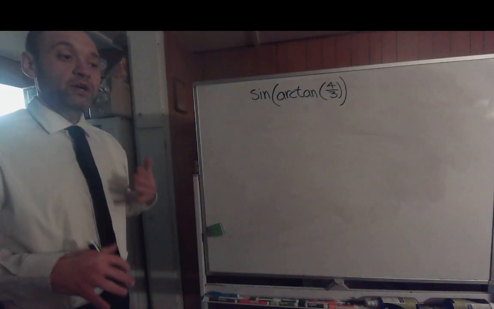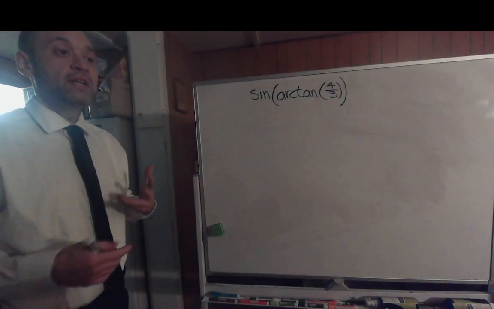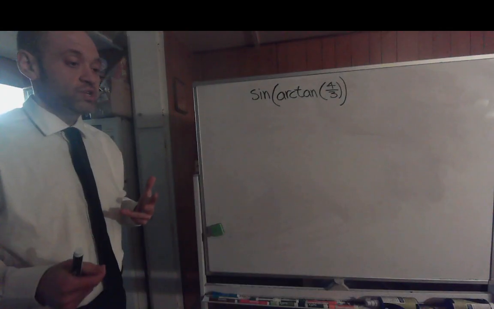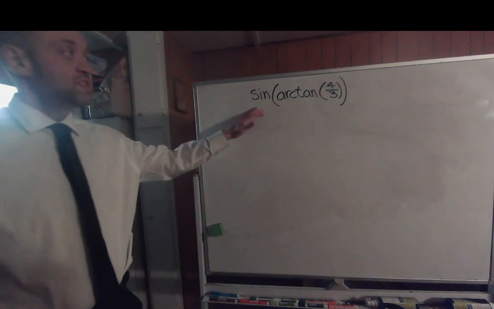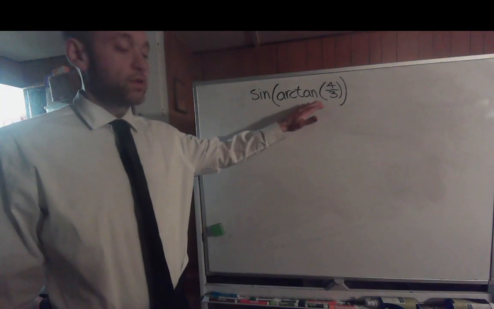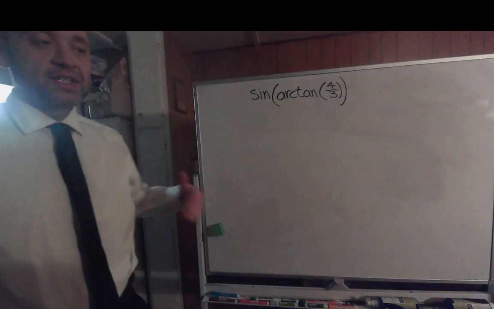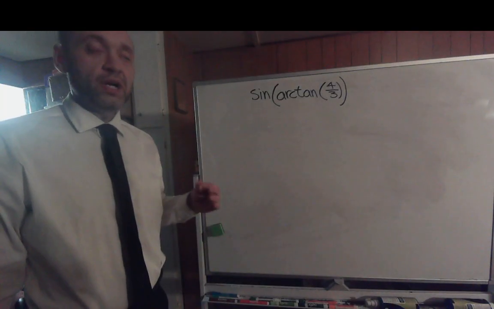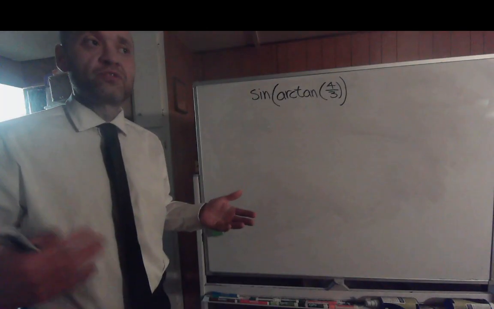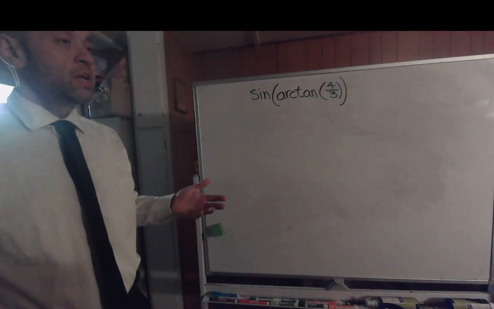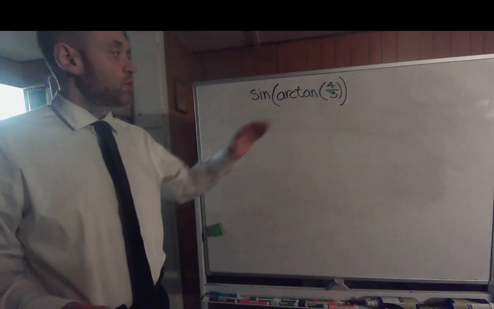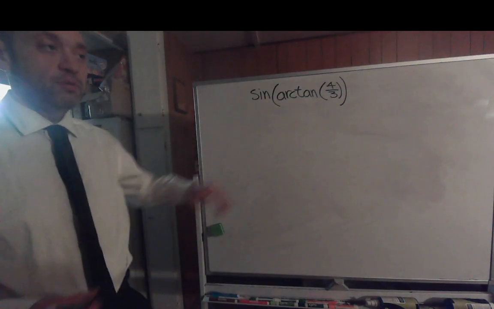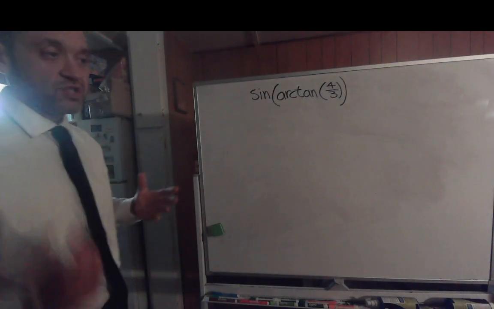So today we are going to talk about evaluating the composition of trig functions. So here you have sine of the arctangent of 4/3. Clearly this isn't going to be like the last lesson when we had the special angles that we've been dealing with from the unit circle. What you're going to have to do is set yourself up a right triangle to be able to solve this.